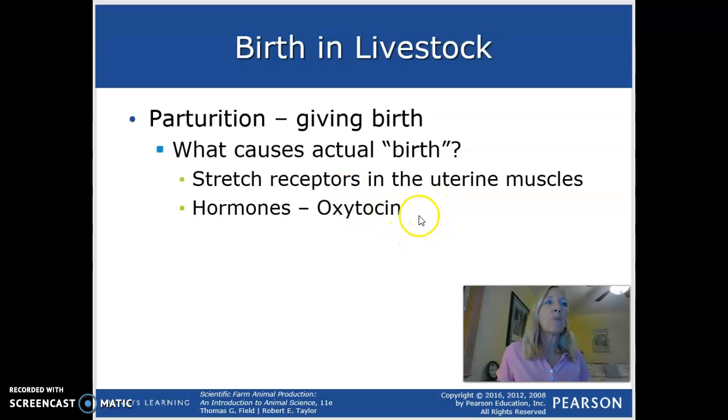And I know it's much more complicated than that. But if you remember that oxytocin is what causes uterine contractions, that might help you someday, because sometimes we do use this as a hormone. Sometimes we have to give it to livestock if they're having trouble with contractions.